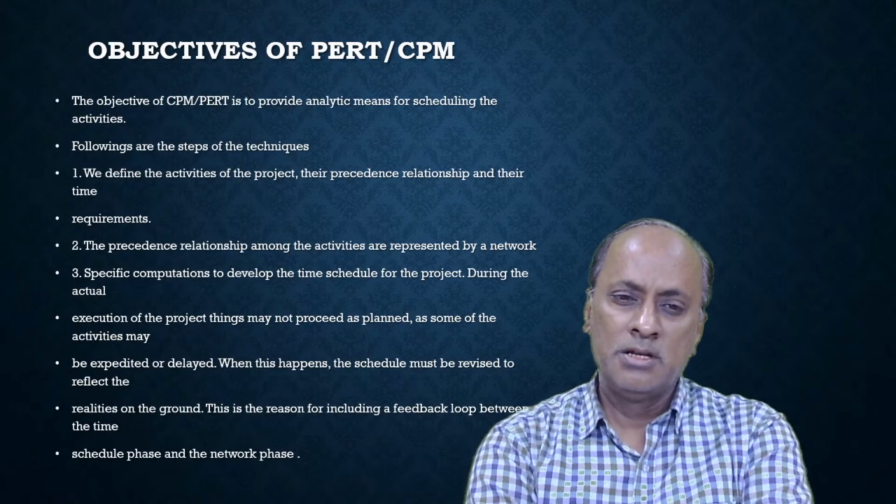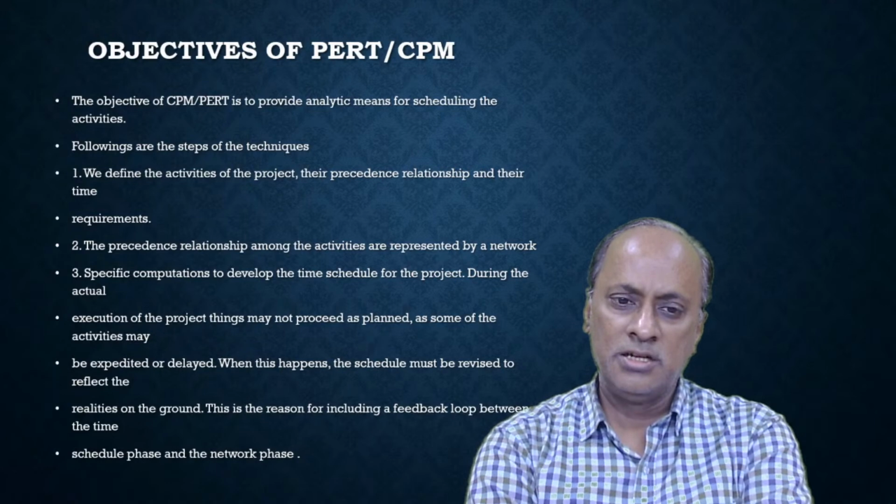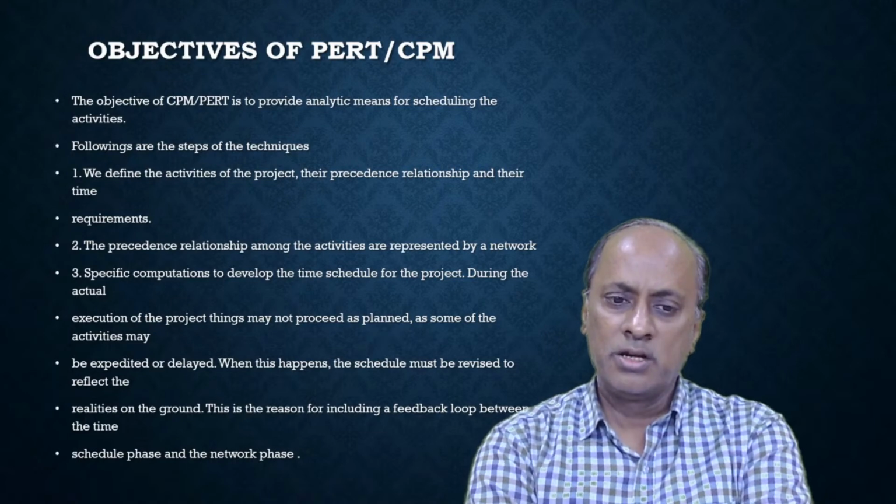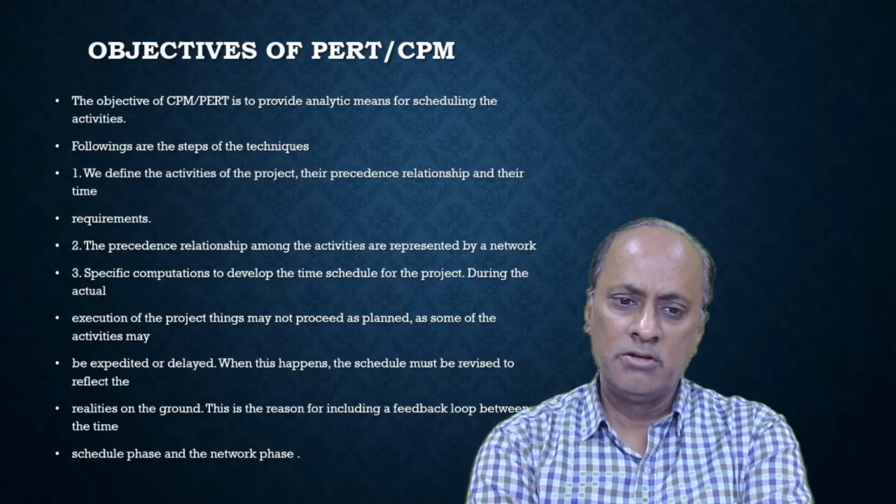PERT and CPM provide analytical means, and first we start with defining the activities and their relationships. The precedence relationships among activities are represented by a network diagram. Then we do some mathematical computations to find out the time schedules for the project.